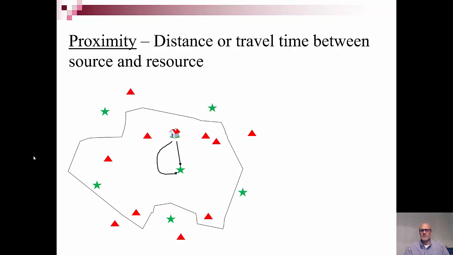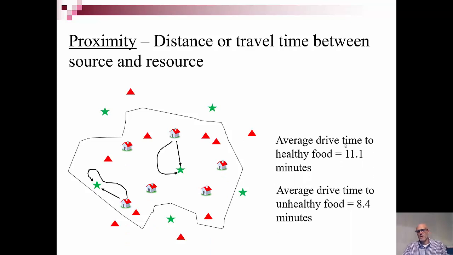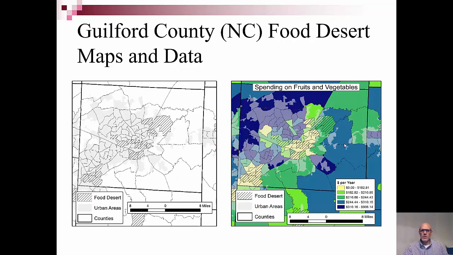And these are some of the things that we've been doing where, instead of exploring straight line distance, which is very easy to do, we can look at more computationally complex and expensive metrics. And so we can explore these metrics as well. We can look at a number of different sources, and we can see the average drive time here is 11.1 minutes. The average drive time to unhealthy foods, 8.4 minutes.